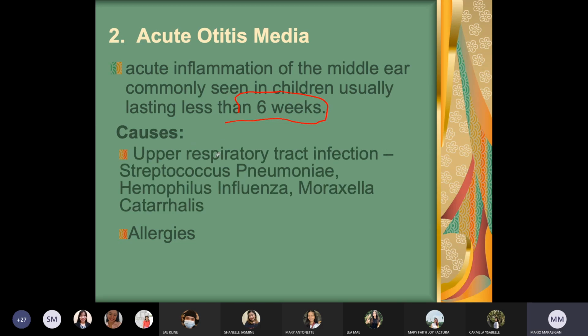For causes, I mentioned upper respiratory tract infections, for example Streptococcus pneumoniae, Haemophilus influenzae, even Moraxella catarrhalis. Other causes are allergy, of course, rhinitis, and the presence of serous otitis media. So the barotrauma that caused the serous type can lead to acute otitis media, with accumulation of bacteria or microbes.